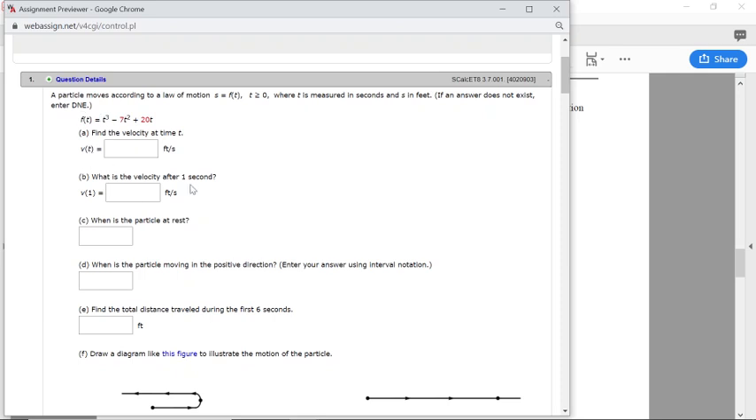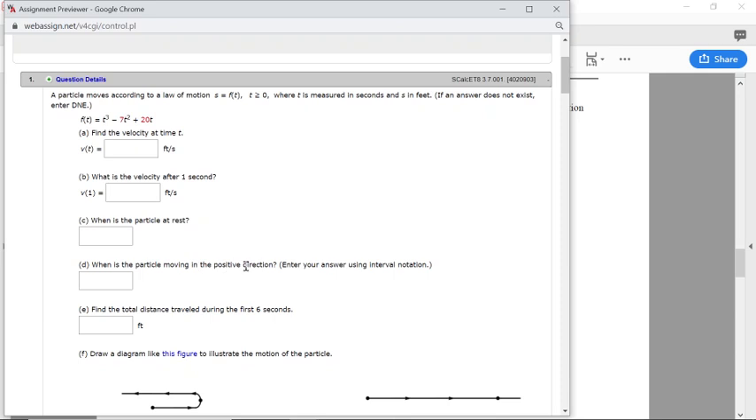What's the velocity after 1 second? Well, if we have a velocity function, we can plug t equals 1 second into the velocity function. When is the particle at rest? It's at rest if it's not moving. That is, if the velocity is equal to 0. So we set the velocity function equal to 0 and solve for the times t when that would occur.